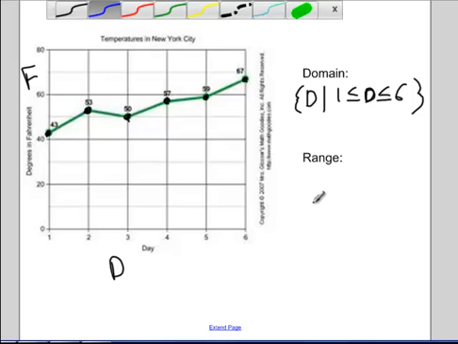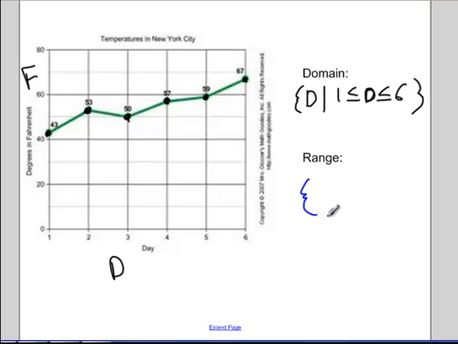Okay, the range. Same thing, I'm going to use this notation. Now the range is the dependent variable. So I'm going to put F. And now if I'm looking at the range, I'm going to take my lowest value, which is 43. It's my lowest value. And it goes all the way to my highest value, which is 67. So that was the range of the temperature. It was from 43 to 67.